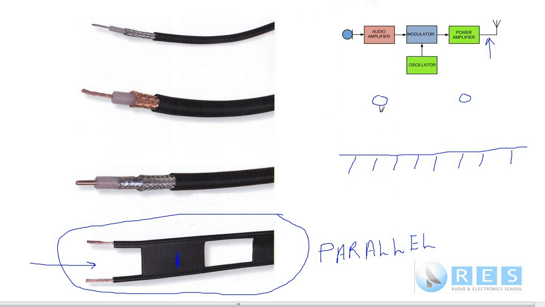Parallel line has the same impedance between each leg. Z is the symbol for impedance. Think of it as resistance if you like, because I know you haven't done impedance with the foundation course. The impedance is the same between each leg and ground. That's why it is called balanced line.